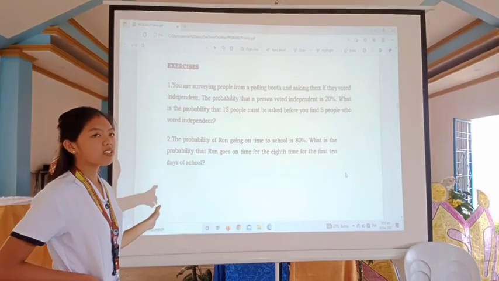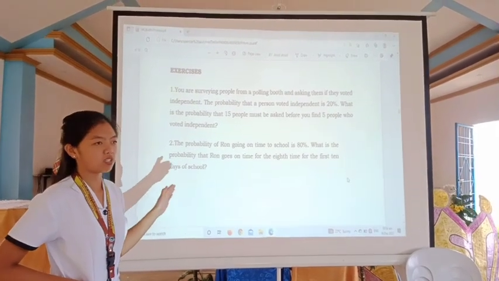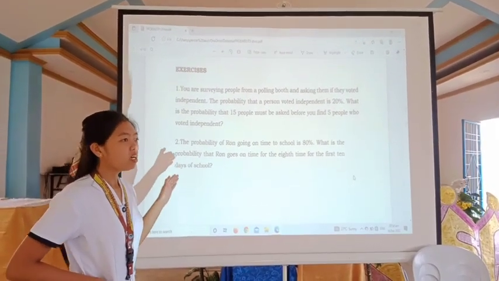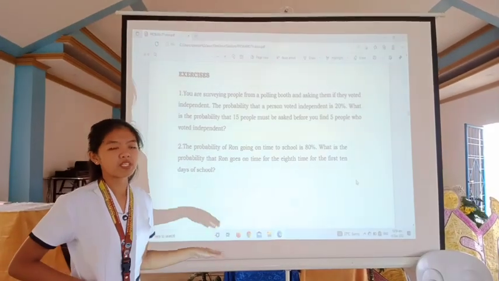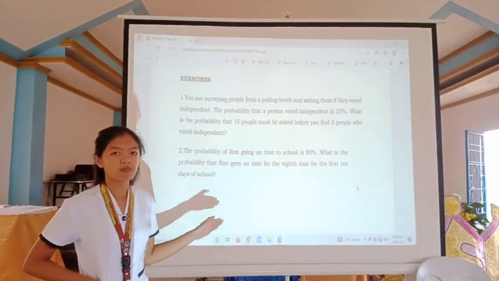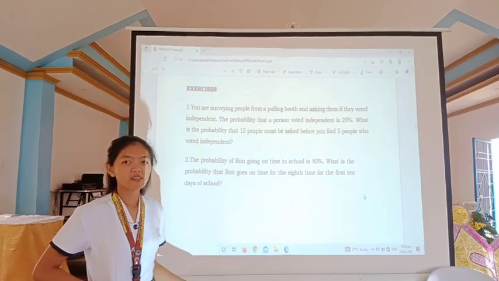In solving this one, simply use the formula, then substitute, and that's all for the concepts, definitions, and examples about negative binomial distribution.